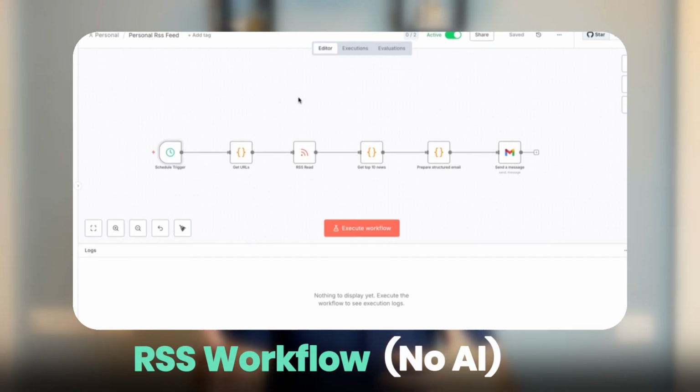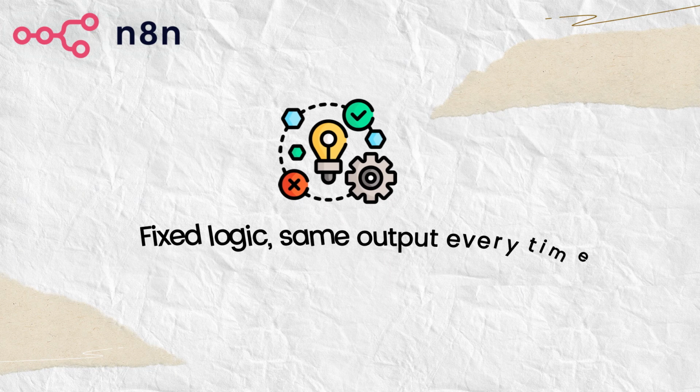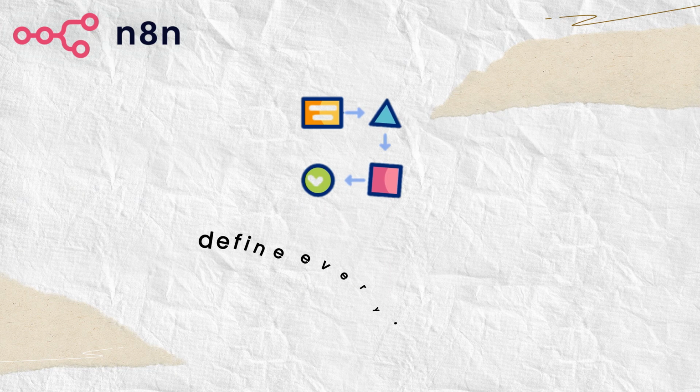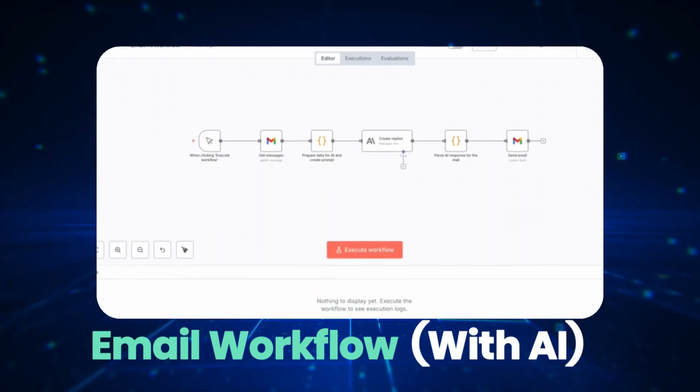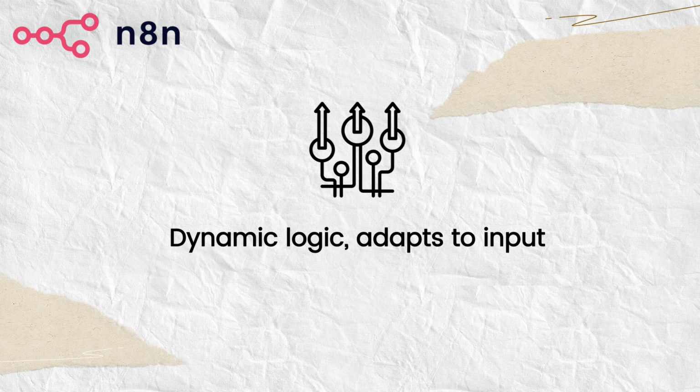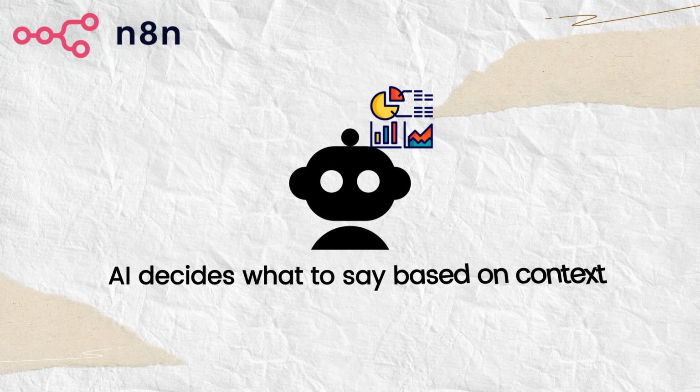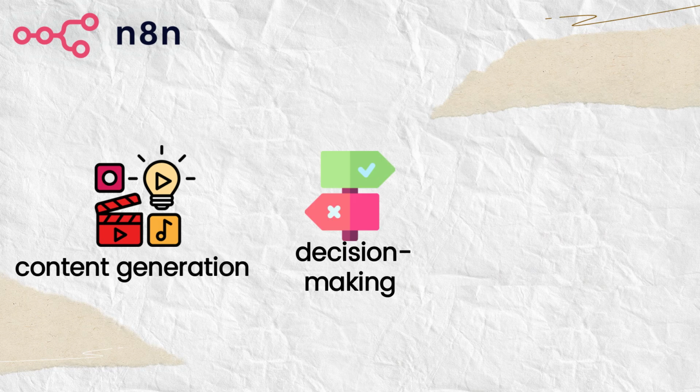So let's compare what we built. First was the RSS workflow with no AI node. It had fixed logic, the same output every time. You define every step explicitly. So these are fast and predictable. These kinds of workflows are good for data syncing, scheduled tasks, and simple automations. Then came the email workflow. It had an AI node, so it was an AI workflow. These have dynamic logic. It adapts to input. AI decides what to say based on context. These are intelligent and flexible. So they are good for content generation, decision making, and personalization.